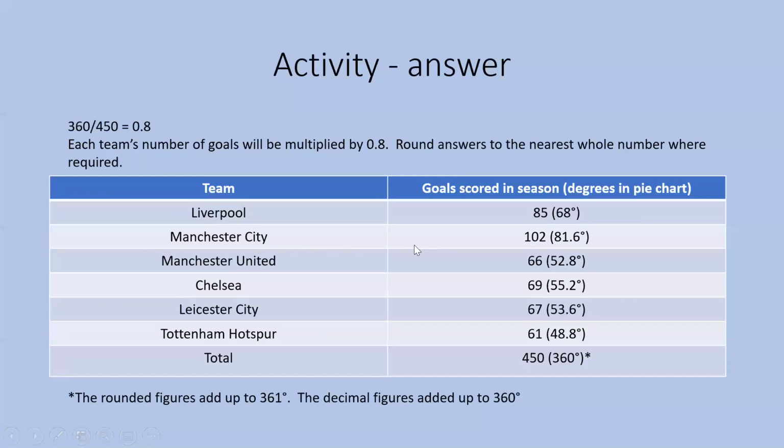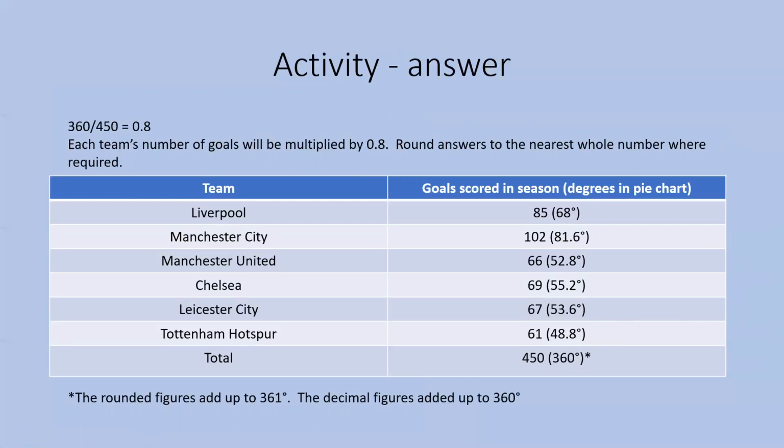Manchester City's 102 goals when multiplied by 0.8 would equal 81.6 degrees. Manchester United's 66 goals when multiplied by 0.8 would equal 52.8. Chelsea's 69 goals when multiplied by 0.8 would represent 55.2 degrees. Leicester City's 67 goals when multiplied by 0.8 would represent 53.6 degrees. And finally, Tottenham Hotspur's 61 goals when multiplied by 0.8 would equal 48.8 degrees.